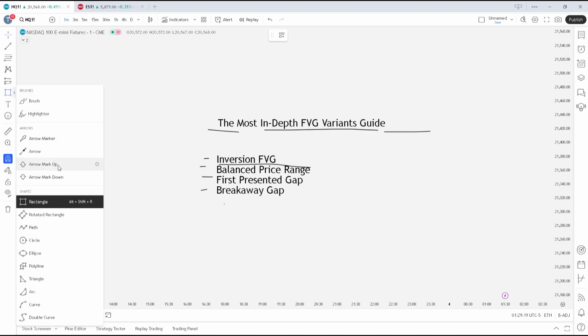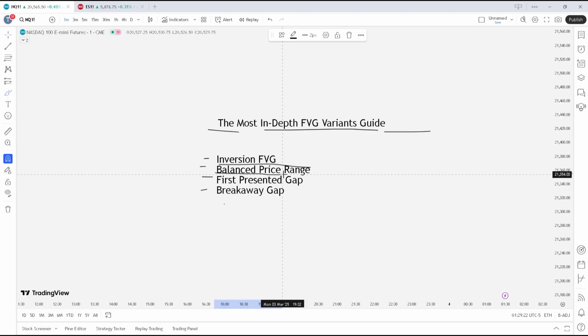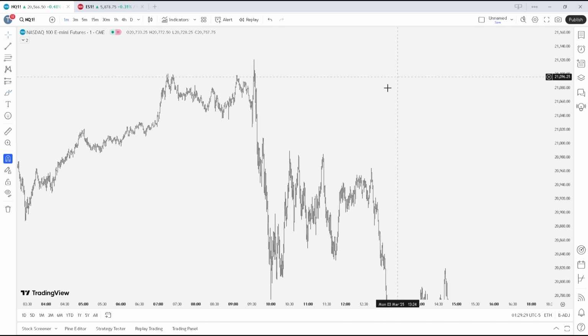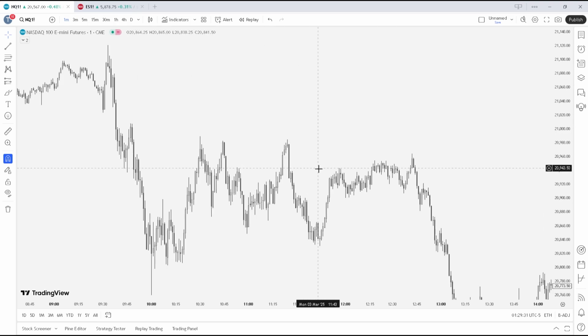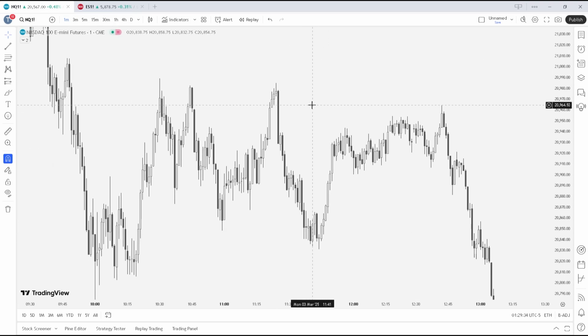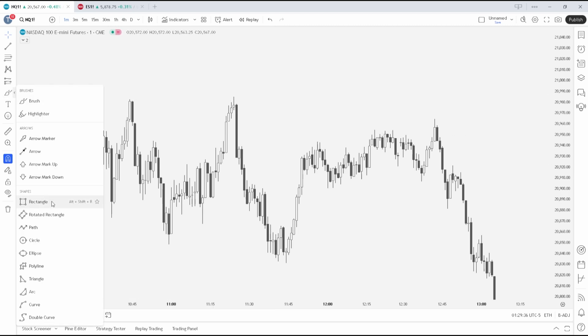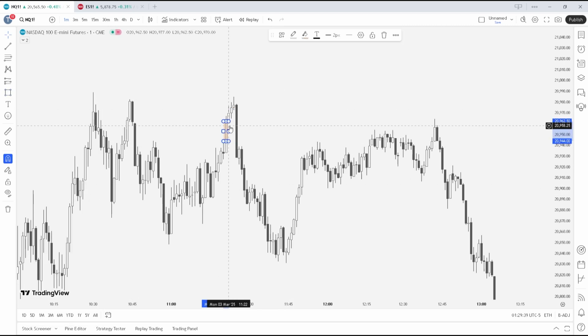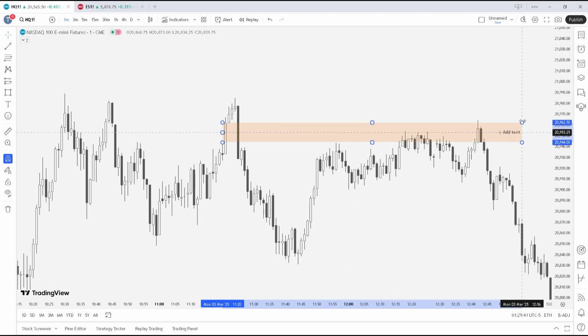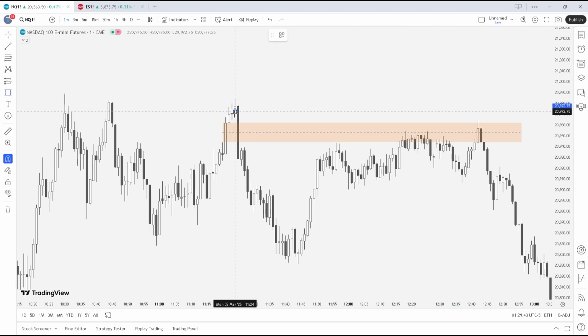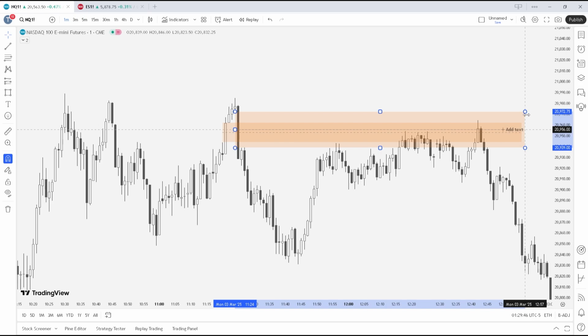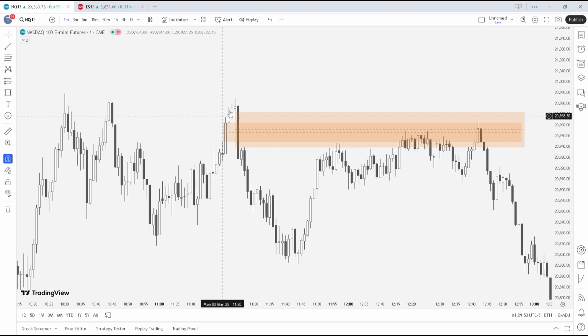Next, let's take a look at balanced price ranges or just BPRs. And BPRs, they're very easy. BPRs are just basically fair value gaps and inversions combined. So here we have an inversion fair value gap, and we also have a normal FVG. So this overlapping area becomes the BPR or the balanced price range.